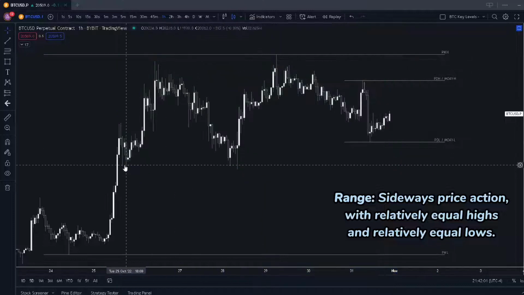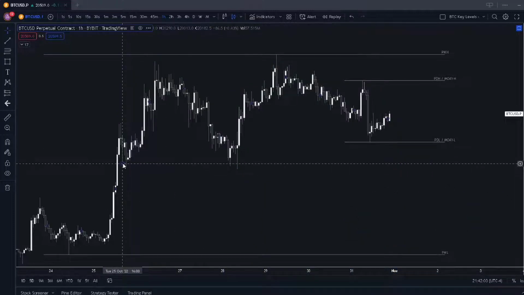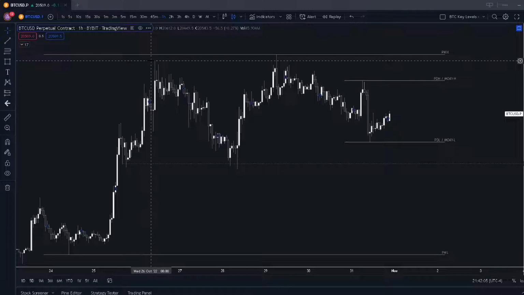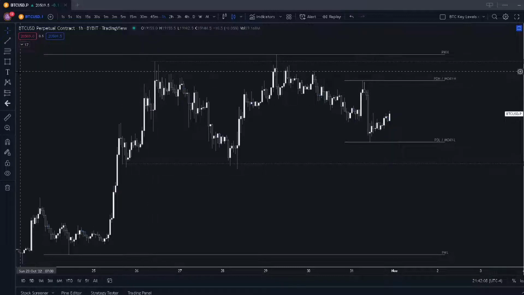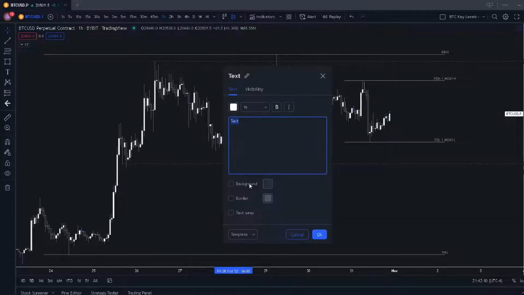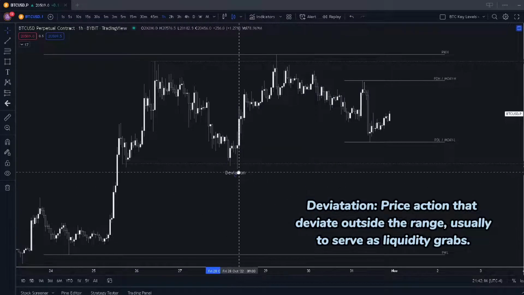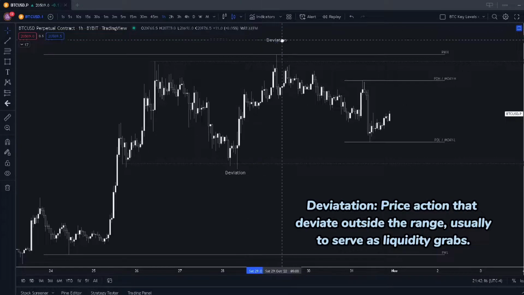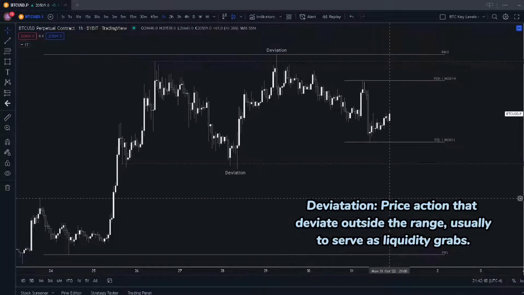So we'll actually go and mark out the range low, and the range high should be this swing high right here. Whereas these wicks right here are known as deviations. This other wick up here is also known as a deviation.